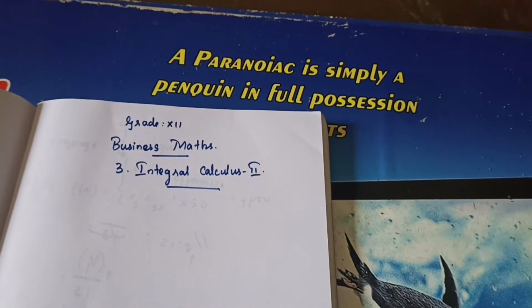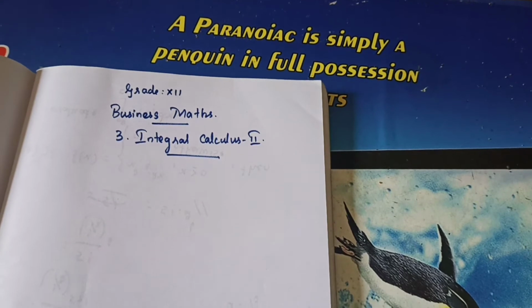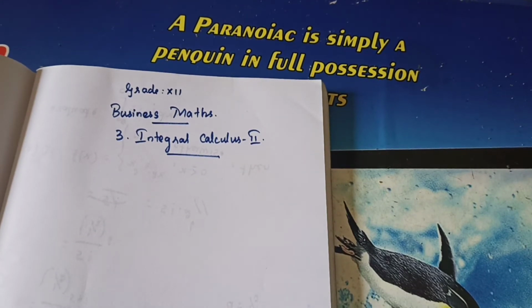Our chapter name is Integral Calculus 2. The second chapter was Integral Calculus 1, and this is Integral Calculus 2. Whatever you have learned in Integral Calculus 1 we will use here, so don't forget those things. If you are thorough in the second unit, only then will we do this one. It is somewhat different, but whatever you have learned in the second unit we will use here. So please complete the second unit.